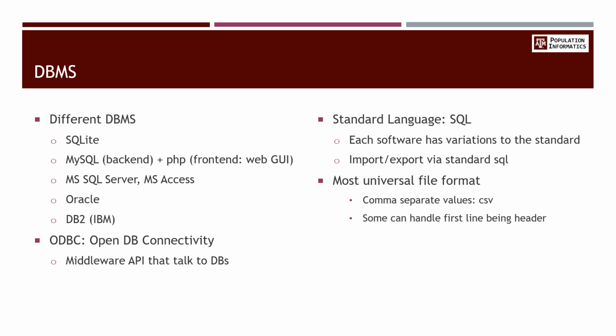ODBC stands for Open Database Connectivity, and it is the middleware API that talks to different database systems. All of these DBMS use some variation of SQL as their standard language, and many of them have different variations on the standards, but importing and exporting via standard protocols are easy. The most universal file format is CSV, called comma-separated values, where each value is separated by a comma, and often the first line is header information.